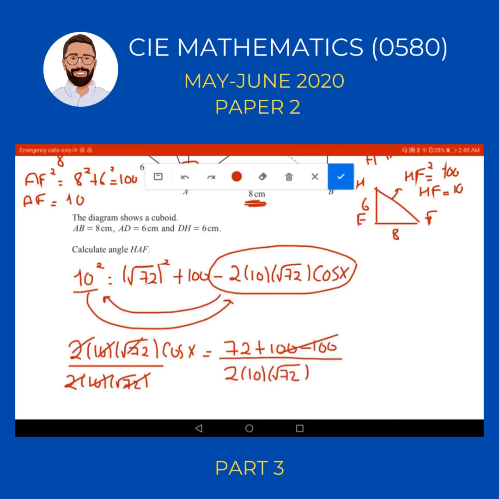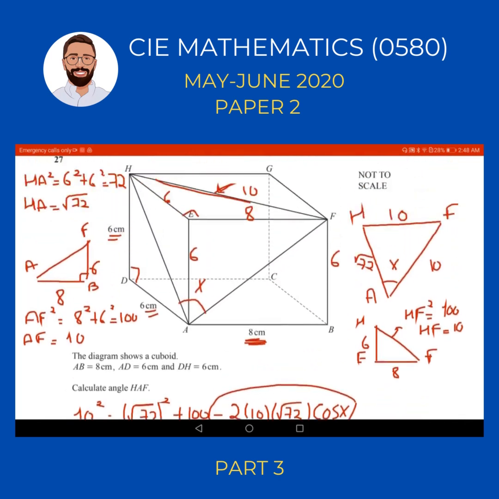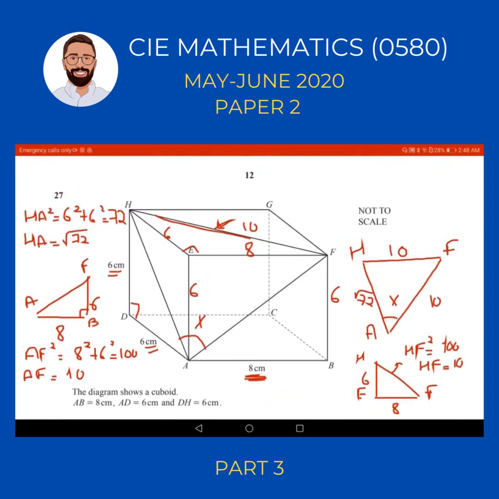So using your calculator, just evaluate 72 over 2 times 10 times the square root of 72, and the answer you get, just apply the cosine inverse, the inverse function of cosine, to find the angle X, and X is 64.9 rounded to 1 decimal place. So that was the last question, and this is the end of paper 2, May-June 2020, extended.